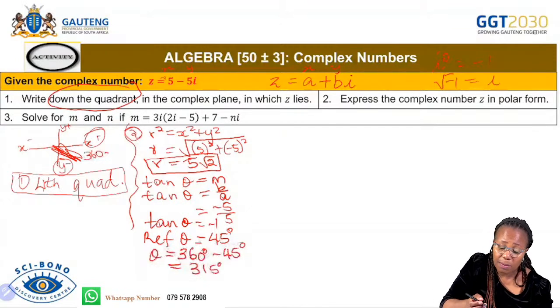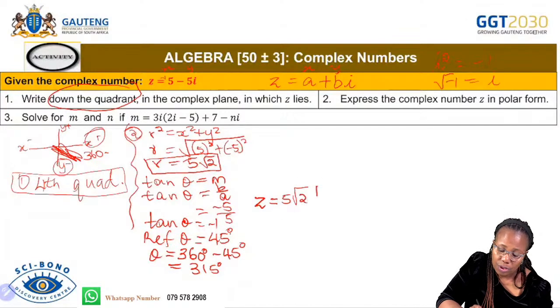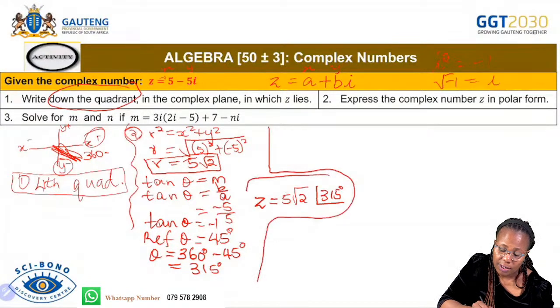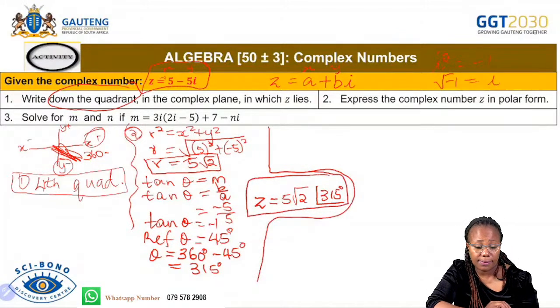And then now when coming to notation, we'll be having z is equal to 5 square root 2 into 315 angle there. So that is the complex notation that we are expecting in polar form. That is our polar form of writing that particular complex number given to us.